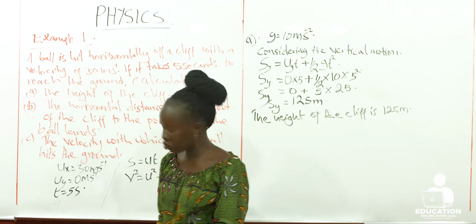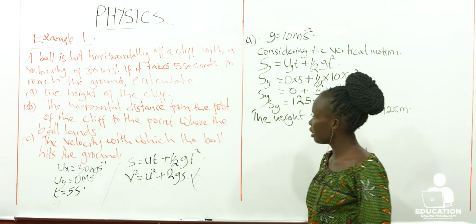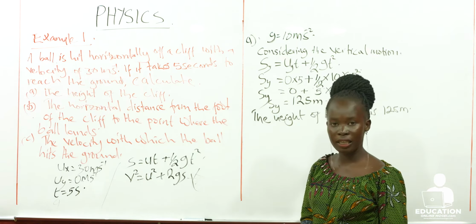It's saying that the horizontal distance from the foot of the cliff. So how do you get this horizontal distance from the foot of the cliff?